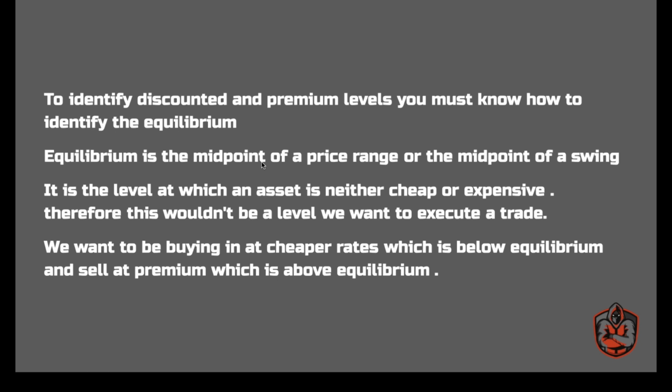Equilibrium is the midpoint of a price range, or the midpoint of a swing. It is the level at which an asset is neither cheap nor expensive. Therefore, this wouldn't be an ideal level we want to execute a trade off. We want to be buying in at a cheaper rate, which is below the equilibrium, and sell at a premium, which is above the equilibrium.